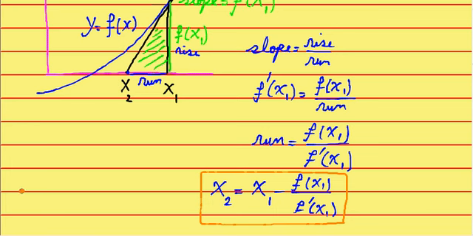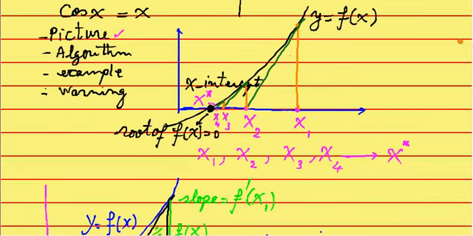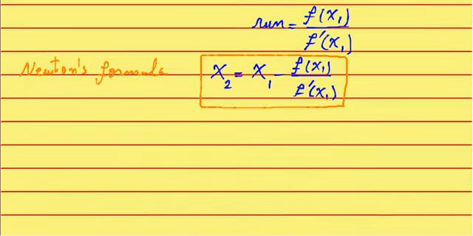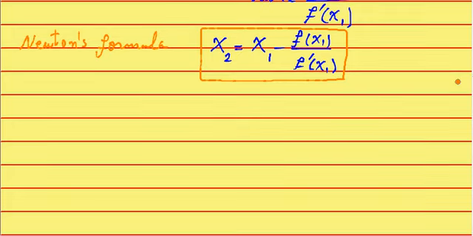So this is Newton's formula, or iteration, or algorithm, if you wish to call it. Okay, by now we are done with the algorithm steps. Now let's go to a very simple example, as simple as we can make it without making it too trivial.